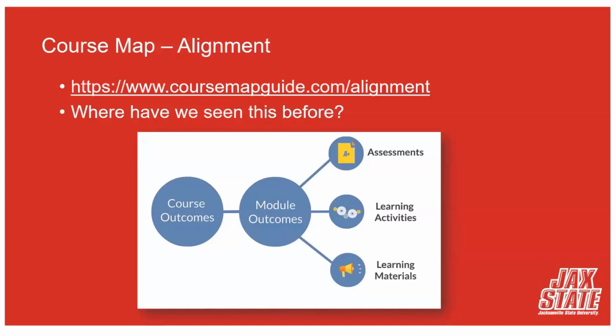An important aspect of a course map is alignment. And here's the website we're going to look at here in a minute. And here's an image, a graphic. Where have we seen this before? You've got course outcomes, module outcomes, and our assessments, learning activities, and learning materials. Does this look familiar to anyone?